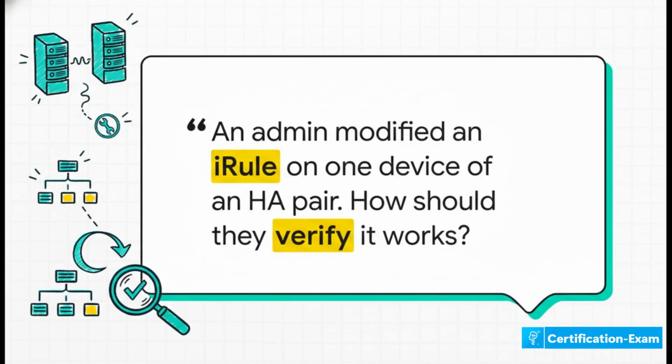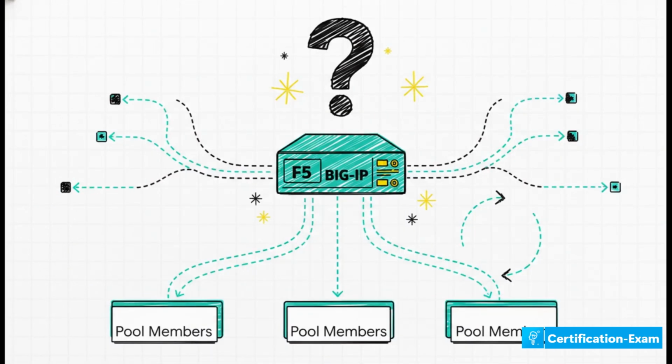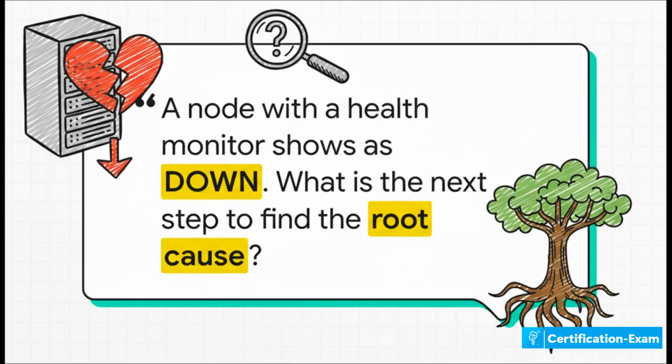All right, enough theory. Let's look at 3 real-deal questions you might actually see on the exam. Question 1 is all about how you'd handle an iRule in an HA pair. Question 2 deals with pool members, specifically how to avoid overloading them with too many connections. And for number 3, it's a classic troubleshooting problem with a failed health monitor.